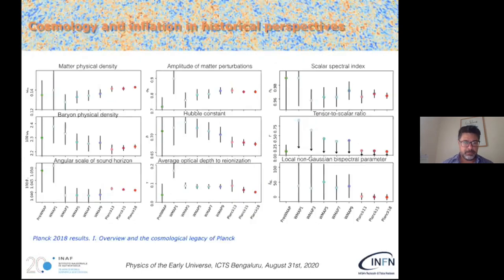This improvement in measurement carried a better understanding of cosmology and inflation. So in this figure, you see reported the evolution in time of the measurement of cosmological parameters and main primordial parameters from a pre-WMAP era to the Planck 2018 release, and the visual impression of improvement in the uncertainty for these parameters is obviously impressive.